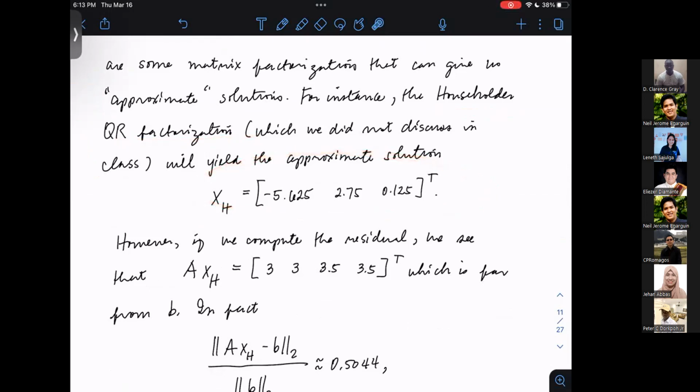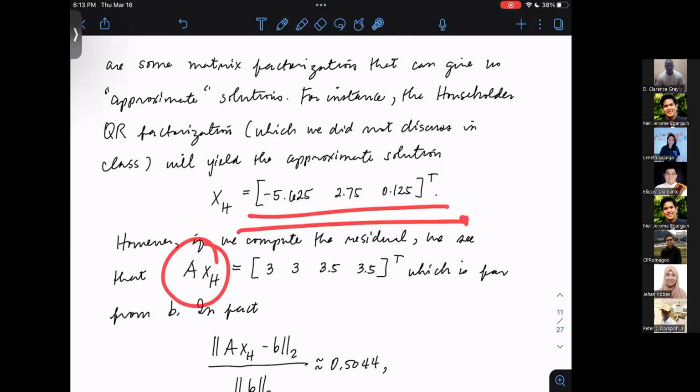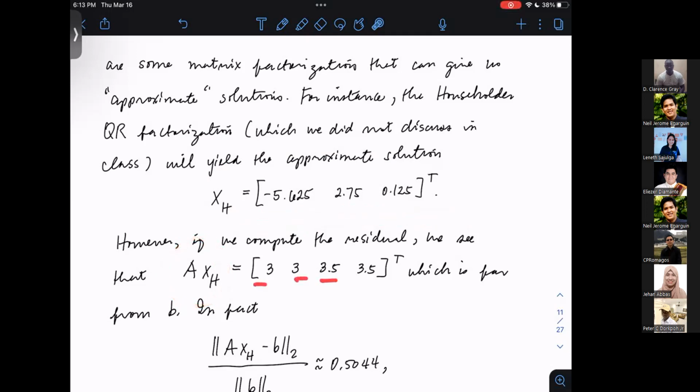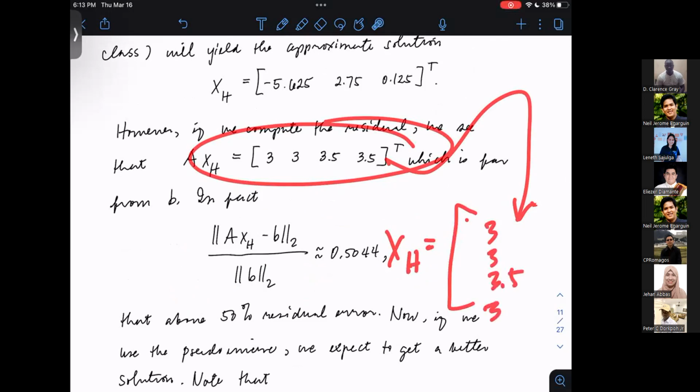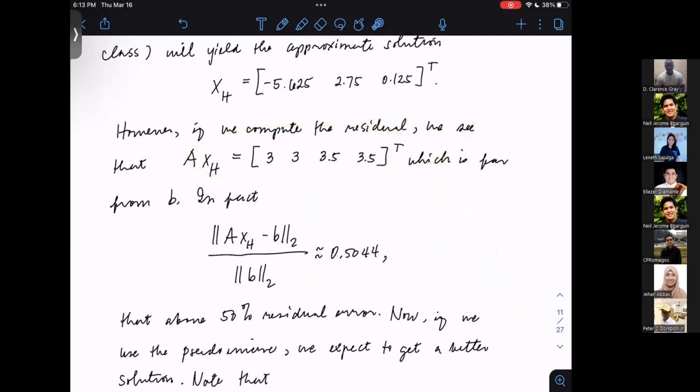all right? And then if we want to compute the residual, again, we're hoping to get a small residual, the smallest L2 residual. So if I compute A times the Householder solution, we will get 3, 3, 3.5, 3.5 transpose. I just wrote it this way to save some space, because the actual form for X sub H is 3, 3, 3.5, 3.5. So this is the product of A times XH.